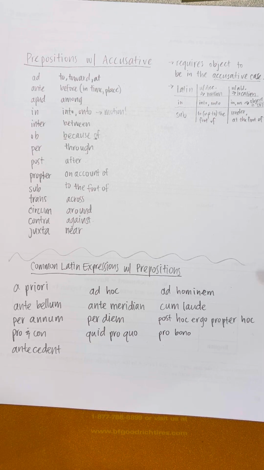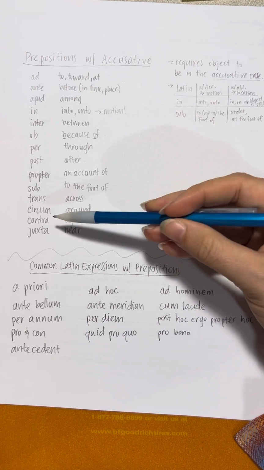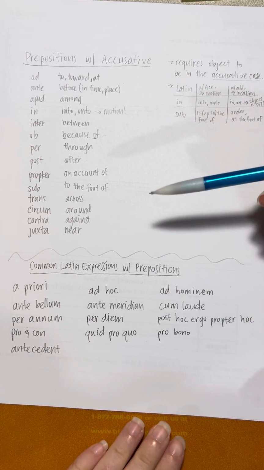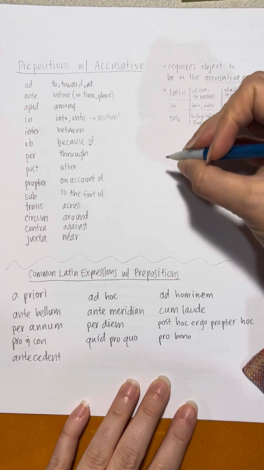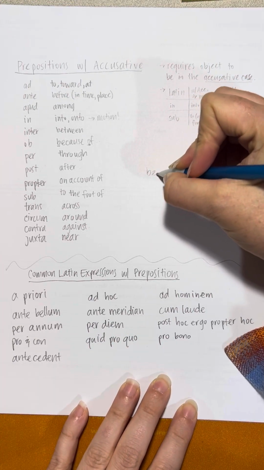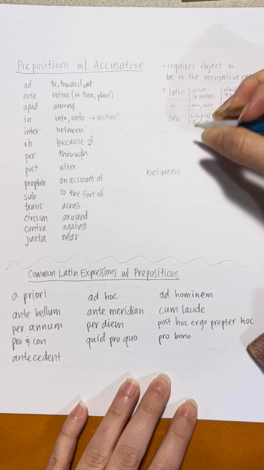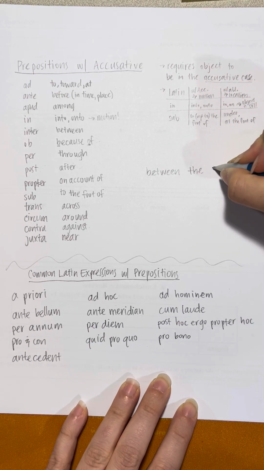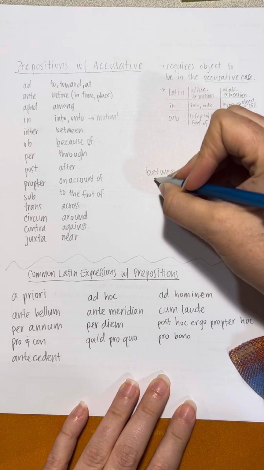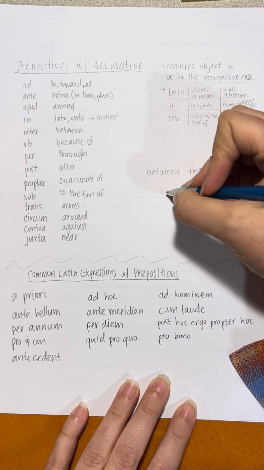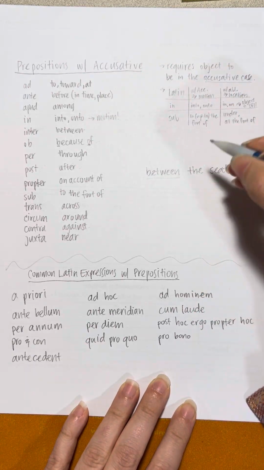There are more common Latin expressions, but I'm not going to talk about them all. But hopefully this is a good reminder of what we talked about in class. Just some quick notes whenever we are writing these words. If I want to say, I am between the seats, I would write, how do I say between? It is inter, remember interject.